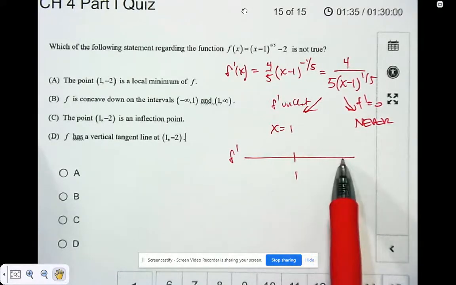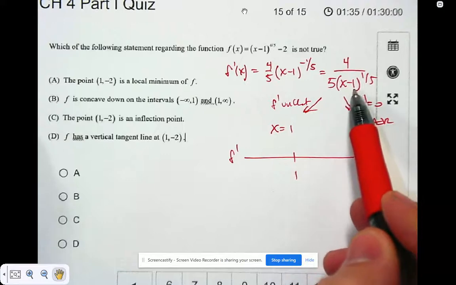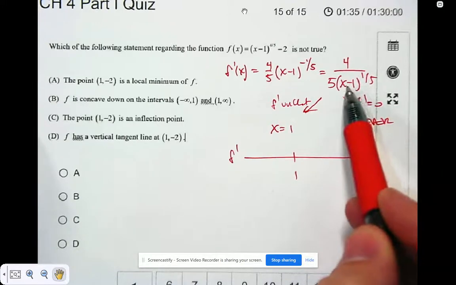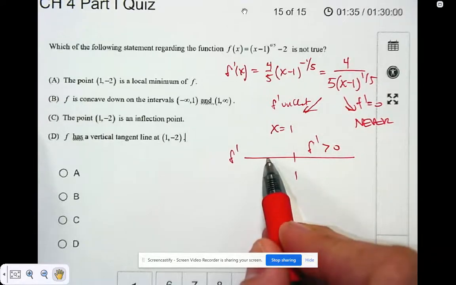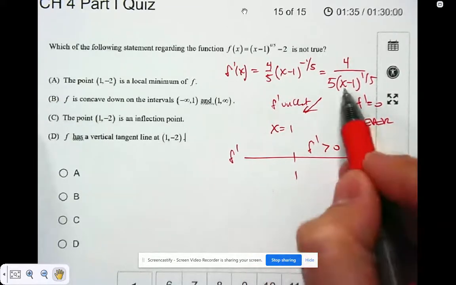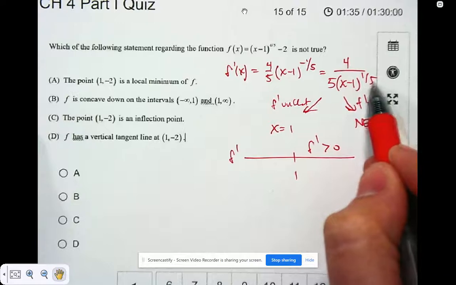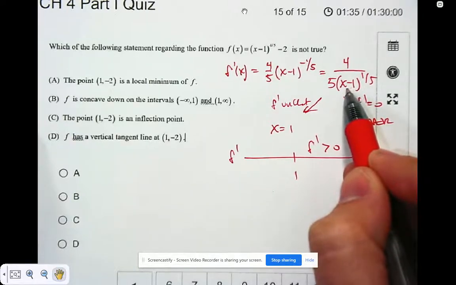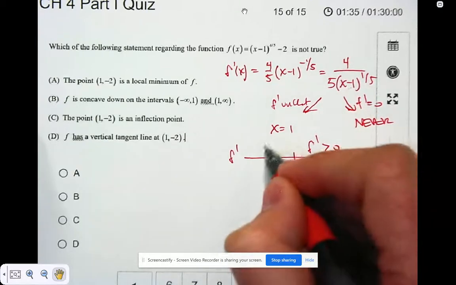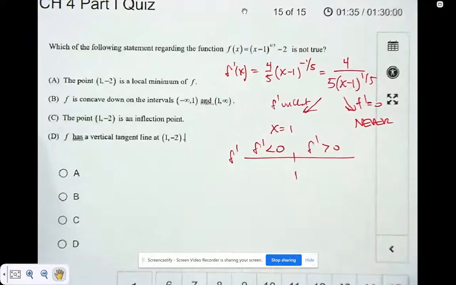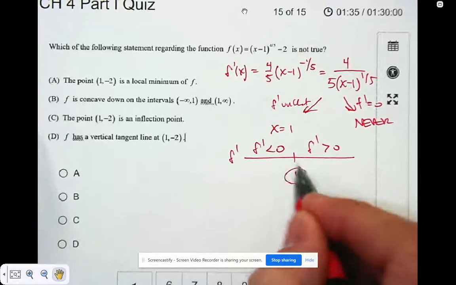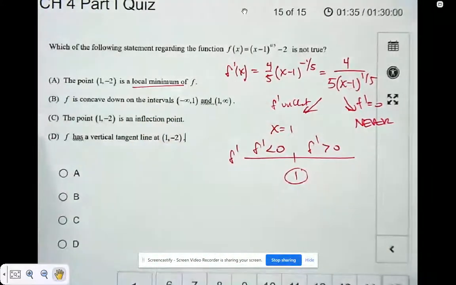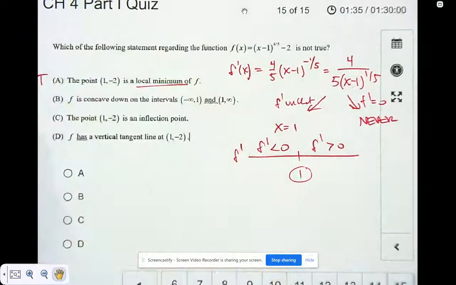We'll plug in 10. Clearly, 10 minus 1 is 9. Take the fifth root of 9, you get some decimal. It's positive. But what happens at 0, to the left of 1? Negative 1, you can take an odd root of a negative number. That's okay. And so that's going to be negative, and 4 divided by a negative number will be negative. And so I'm going from f prime negative to f prime positive at 1, which is the definition of a local min. So that is true.